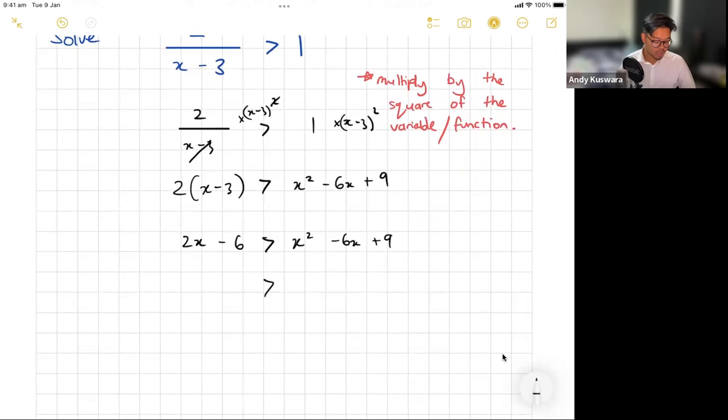Now, if I'm trying to solve something like this, I can see it's a quadratic. There's an x squared, there's an x, and there's a constant. So let's move everything to one side, let it equal 0. So I'm going to have x squared, that's here. And then I've got minus 6x, and I'm going to minus the 2x over. So that's minus 8x. I've got that minus 6, so I'm going to plus it to the other side. And that's going to give me plus 15. I think so. Yeah, that's right. It's going to be greater than 0.